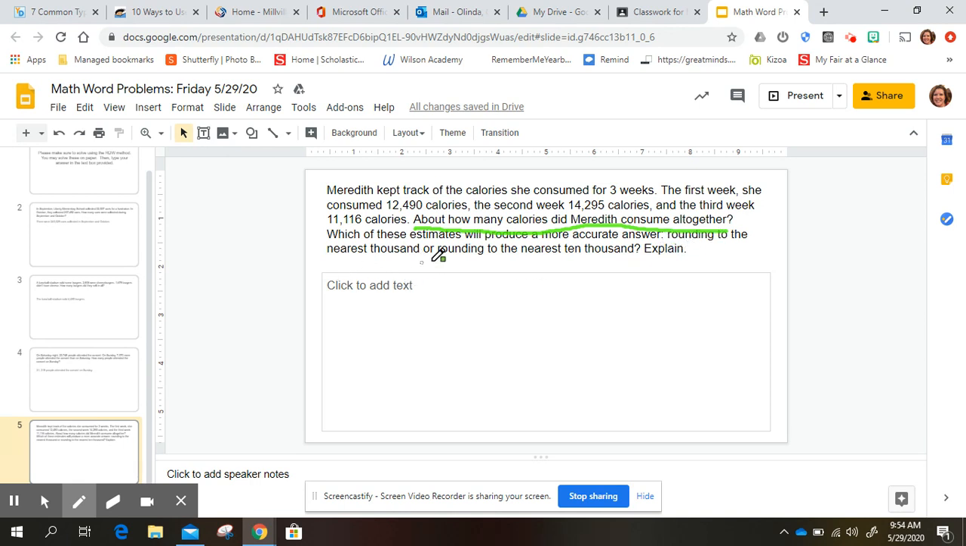Rounding to the nearest 1,000 or rounding to the nearest 10,000? So I would like to just add all 3 of these and get the exact answer. And then we can round to the 1,000 and the 10,000 and see which one was more accurate.